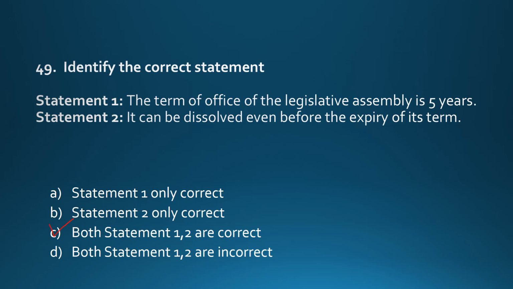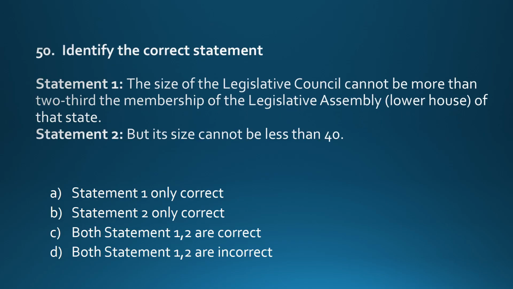Question number 50. Identify the correct statement. Statement 1. The size of the Legislative Council cannot be more than two-thirds the membership of the Legislative Assembly, lower house of the state. Statement 2. But its size cannot be less than 40. Option A. Statement 1 only correct. Option B. Statement 2 only correct. Option C. Both statement 1 and 2 are correct. Option D. Both statement 1 and 2 are incorrect.